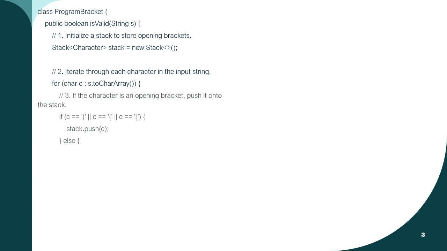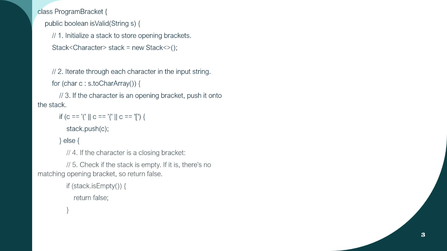After that, the third step: I'm going to check if the character is an opening bracket or not. If it is an opening bracket, like a curly bracket, a round bracket or a box type bracket, I'm definitely going to push that into the stack. If it is not any one of them, the next logic is that I am going to check if the character is a closing bracket or not, in the else block.